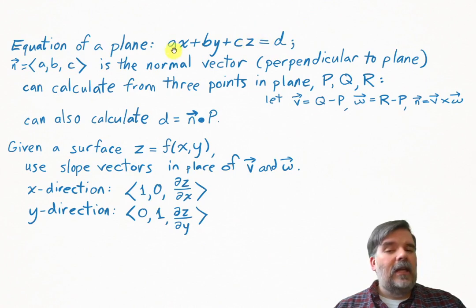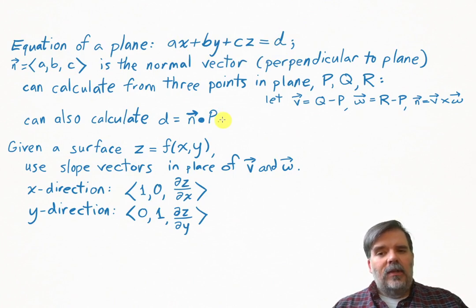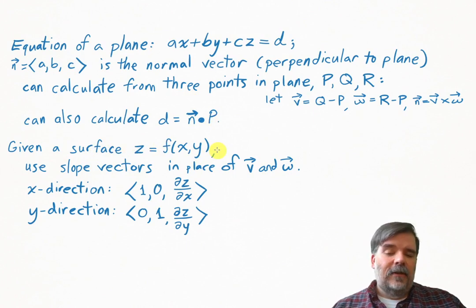That gives us everything we need for the left-hand side of the equation of a plane. To calculate the value of d, we could just calculate the normal vector and the dot product with one of these points on the plane. And that gives us everything we need to write down the equation of a plane. In this case, we'd like to write down an equation of a plane, but we do not have 3 points on the plane. In this case, we're usually given a surface, z is a function of x and y, and we're given a single point on that plane, not 3 points.